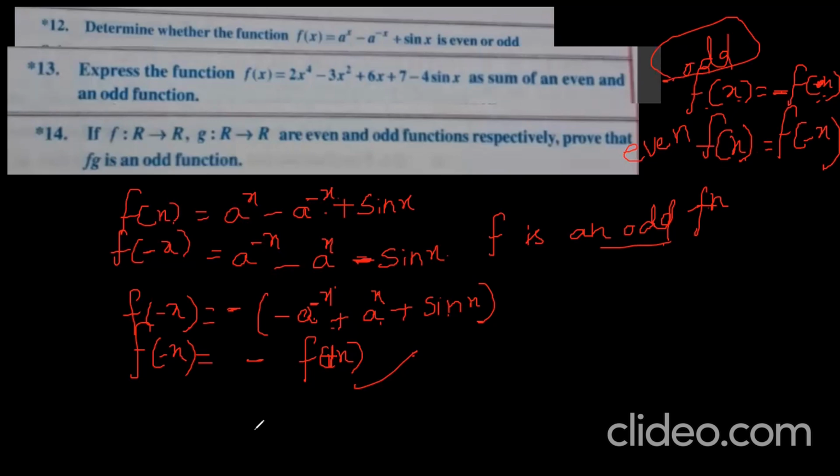Let us observe the next question, the 13th one. Express the function as the sum of an even and an odd function. Let me take f of x given as 2x power 4 minus 3x square plus 6x plus 7 minus 4 sin x.